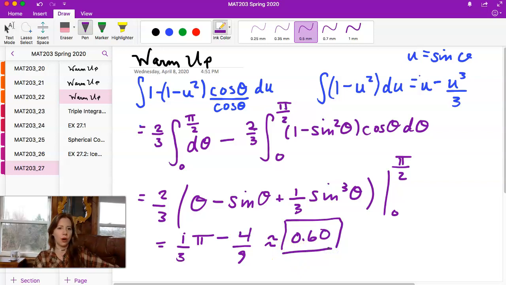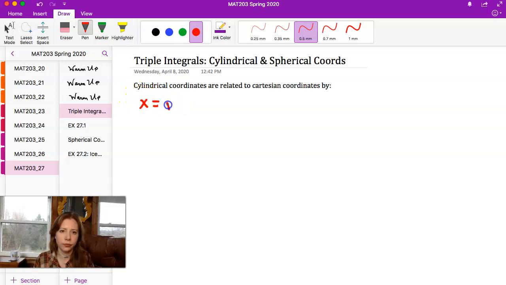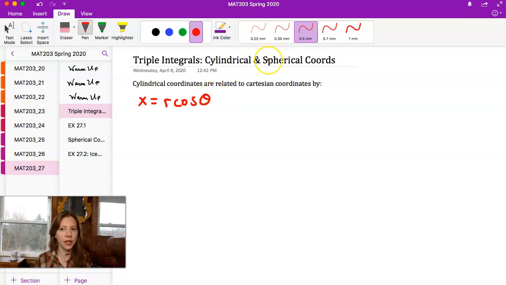So now that you're good and warm, let's move on to converting triple integrals in Cartesian coordinates to first cylindrical coordinates. All right, so for cylindrical coordinates, here's how they're related to Cartesian. We have x is going to equal r cosine theta. So it's very similar to polar in a few ways. So x is going to be r cosine theta. y is going to be r sine theta.